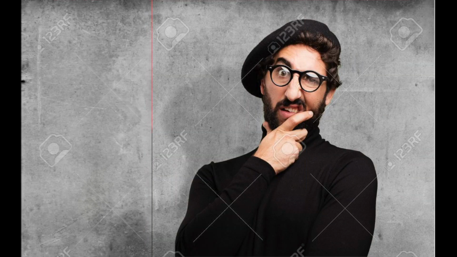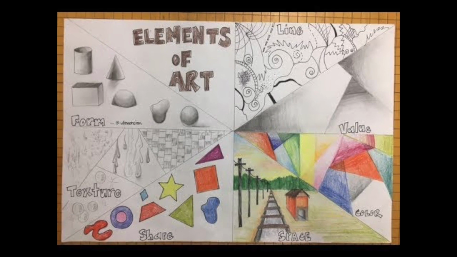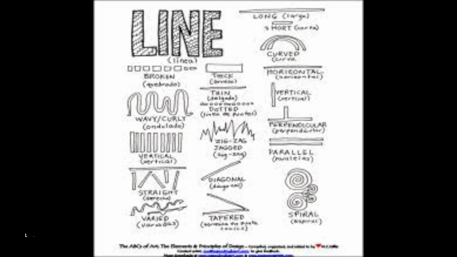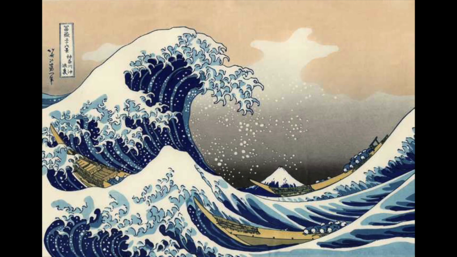You might be wondering, what are these elements of art anyway? Let's go through them one by one. Here are some examples of some types of line you might have used. In this great piece of art by Japanese artist Katsushika Hokusai, you can see lots of curving lines. Some are diagonal, some are horizontal, and some are vertical.